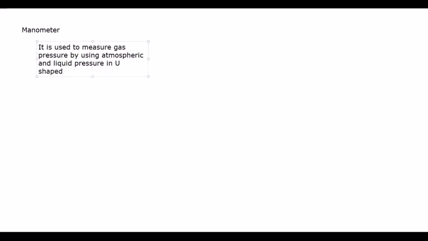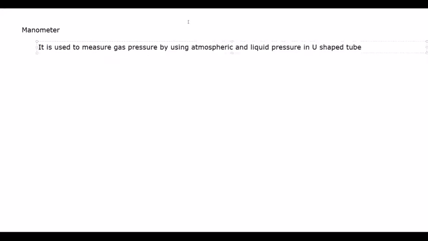If you want to measure gas pressure, the apparatus which we use is known as a manometer. It is used to measure gas pressure by using atmospheric and liquid pressure in a U-shaped tube. So how do we use this manometer? Basically it is used to find the gas pressure by using atmospheric and liquid pressure in a U-shaped tube.